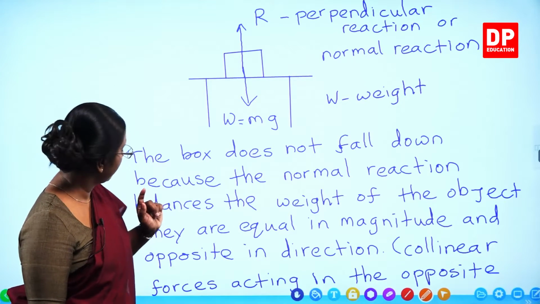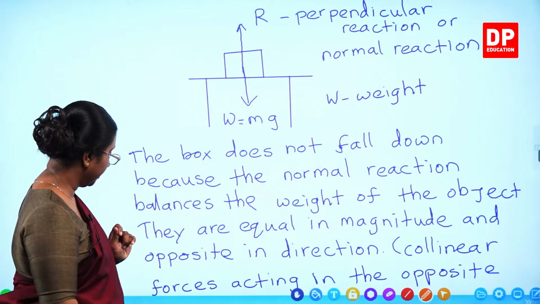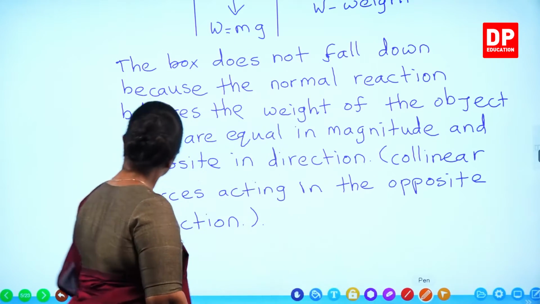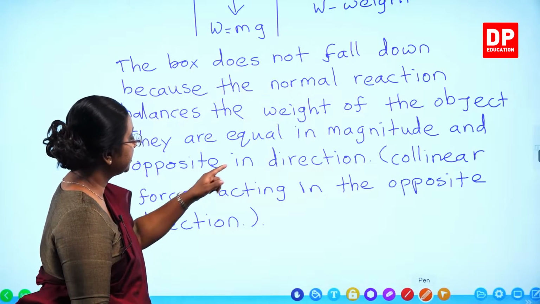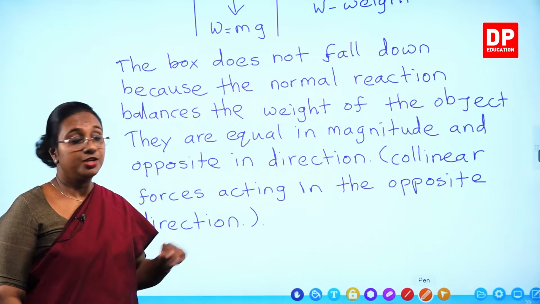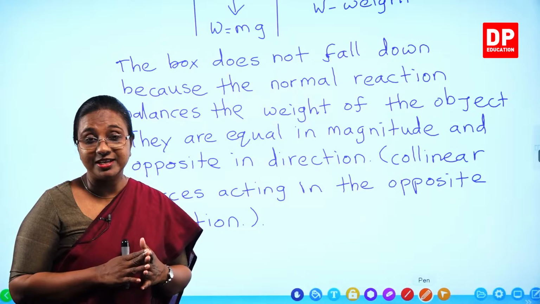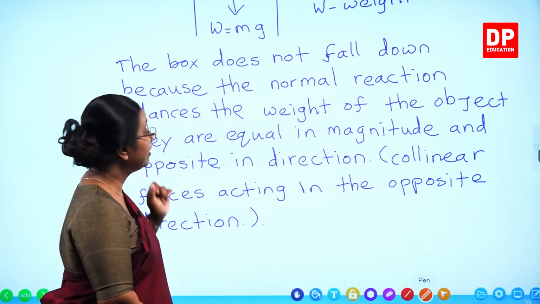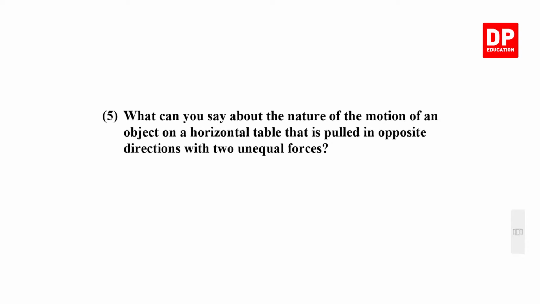So the box does not fall down because the normal reaction balances the weight of the object. And the two forces are equal in magnitude and opposite in direction. That means they are collinear forces acting in the opposite direction. So this covers all the required points. I'm sure you also have written a similar answer in your own words. So with that, students, I will move on to the next question. That is question number 5.